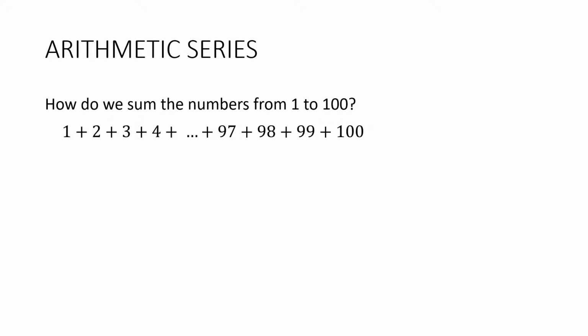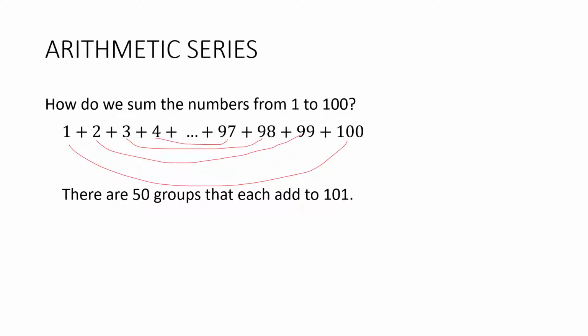So how do we sum the numbers from 1 to 100? You've probably done this as a puzzle sometime in the past. Hopefully you remember that you pair them up like this. So 1 and 100 makes 101, 2 and 99 makes 101, 3 and 98 makes 101, and there are going to be 50 pairs of them. So it's simply going to be 50 groups that each add to 101, so 50 times 101 is 5,050.